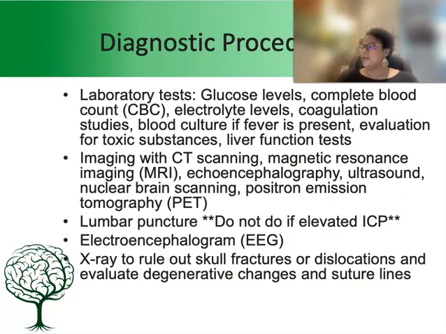Okay, sorry about that. Lumbar puncture will check for meningitis. Obviously, we're checking for the CSF. If we do have elevated ICPs above 20, we do not do a lumbar puncture because it can make the brainstem or the spinal cord herniate. EEGs, we are looking for seizure activity, and then X-ray obviously can be done also to look for skull fractures, and then looking at those suture lines.